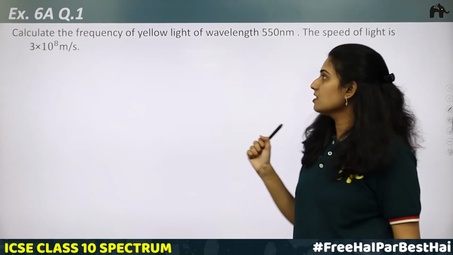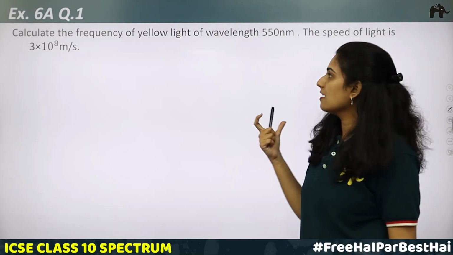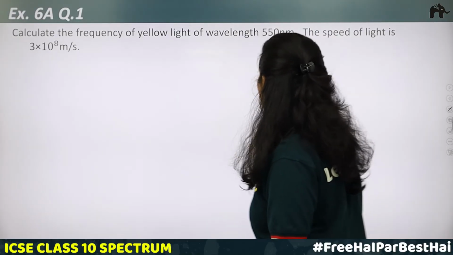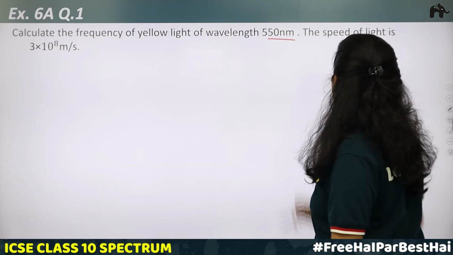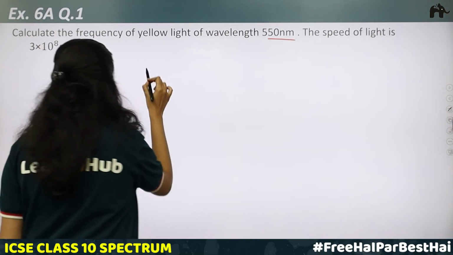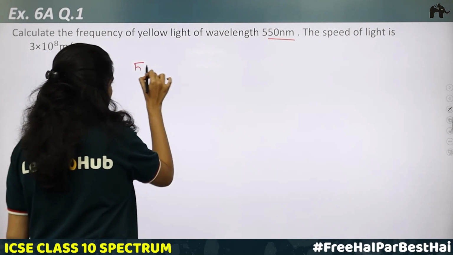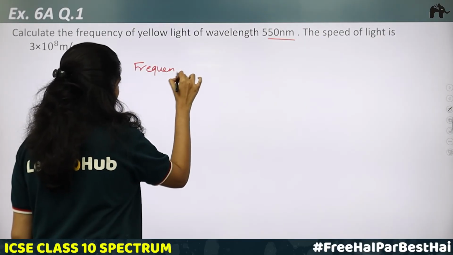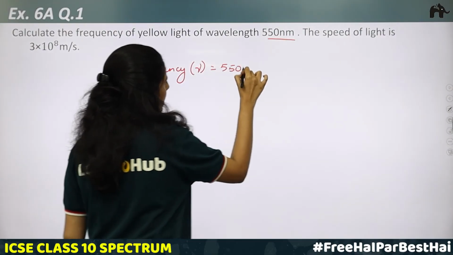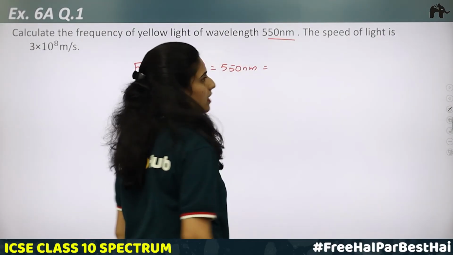Now let us solve questions from exercise 6A. Question 1: calculate the frequency of yellow light of wavelength 550 nanometer. The speed of light is 3 into 10 raised to 8 meter per second. Here we are given the wavelength, lambda is equal to 550 nanometer. What is 550 nanometer?